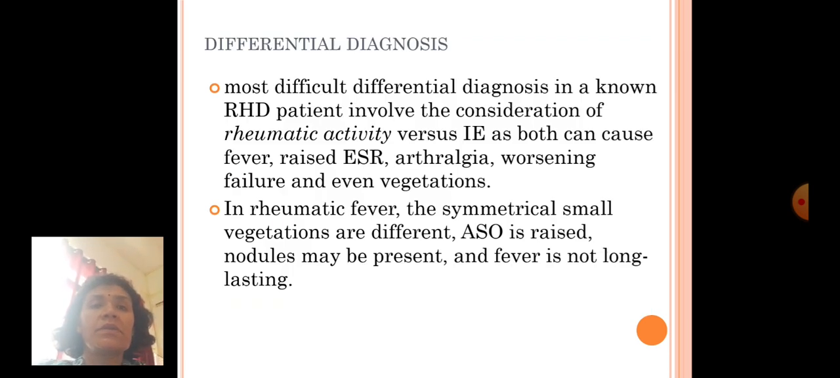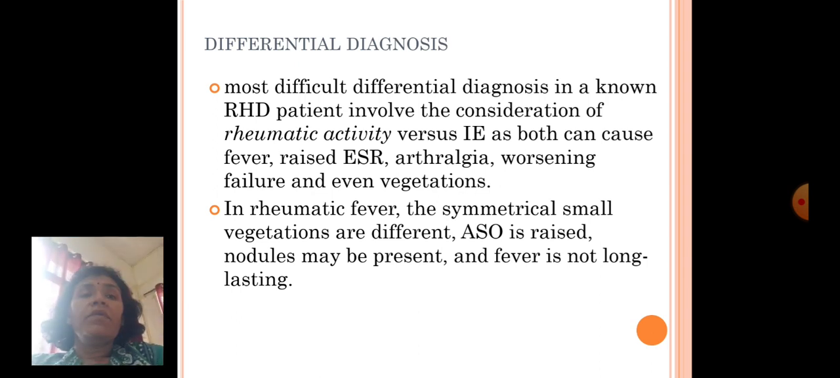Differential diagnosis. The most difficult differential diagnosis is in RHD patients, because this involves the consideration of rheumatic activity versus the presence of infective endocarditis, because both can cause fever, both can have raised ESR, there can be arthralgia, there can be worsening heart failure, and even sometimes vegetations can be seen.